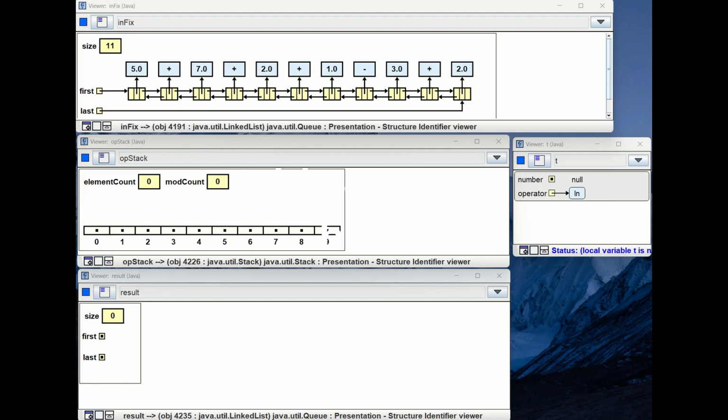Hello, we're going to review the Shunting Yard algorithm today. I'm going to be using the canvas in JGrasp.